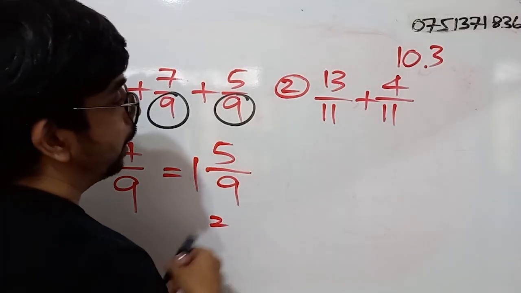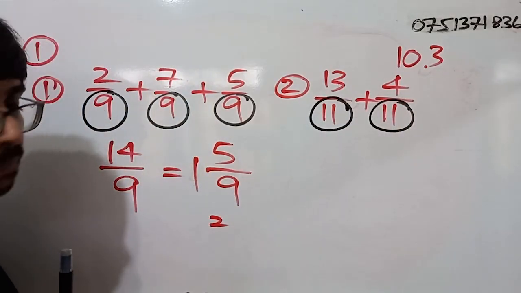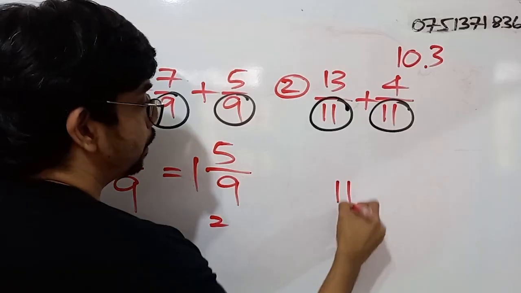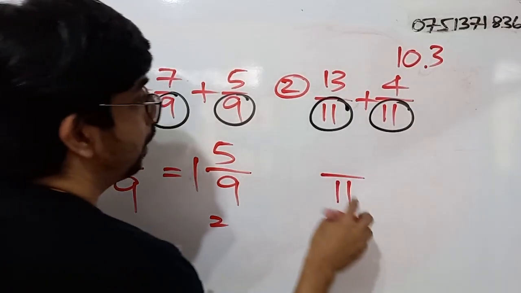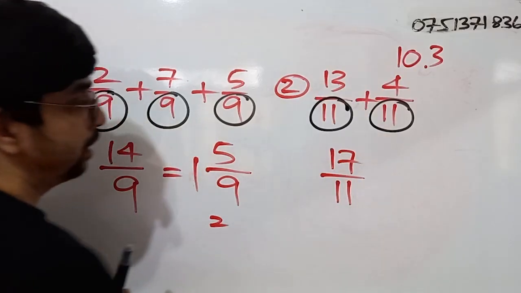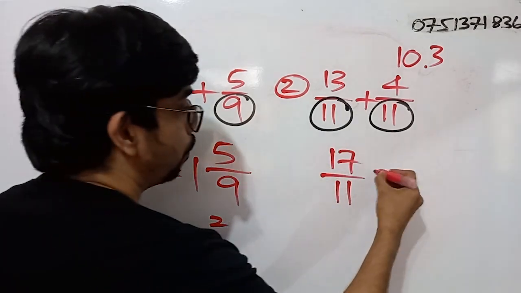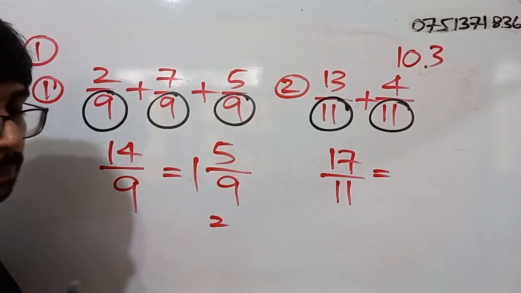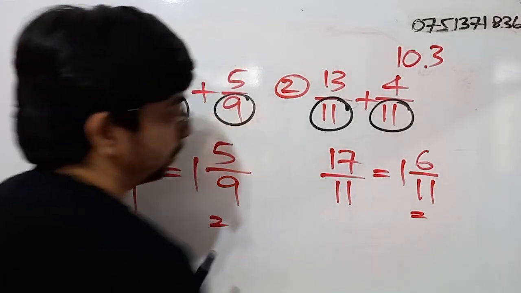Part 2. Here also we have 2 fractions. Both of them have the same denominator. So the resultant fraction will have the same denominator as well, which is 11. So what's the numerator? 13 plus 4, that is 17. Again, this is an improper fraction. So we need to convert it into what? A mixed number. So it will be 1 and 6 by 11.